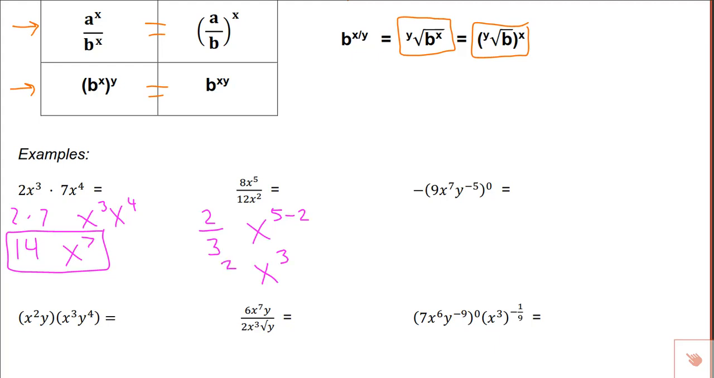Don't forget that 2/3. This is one way that you can write this, or you can always write it as 2x to the third over 3. Both of these are fine.